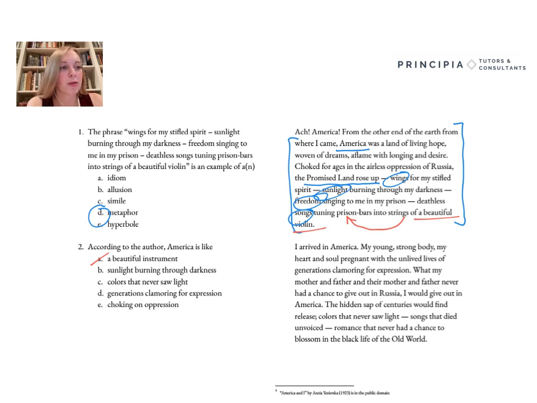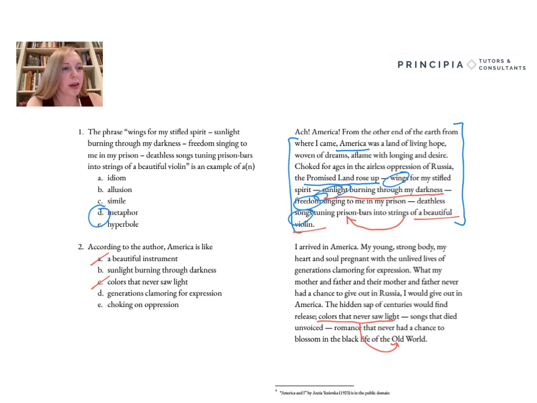B, sunlight burning through darkness. Well, we see that sunlight burning through darkness right here. And it does seem to be describing America, right? It's actually part of the metaphor we just looked at. So that seems to be possible. C, colors that never saw light. We see that one down here in the second paragraph. But that is talking about the things that didn't happen in the old world. So that's not quite right.